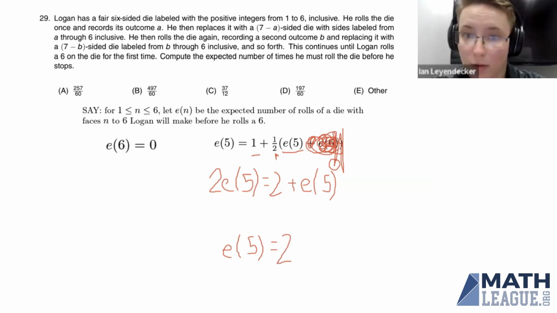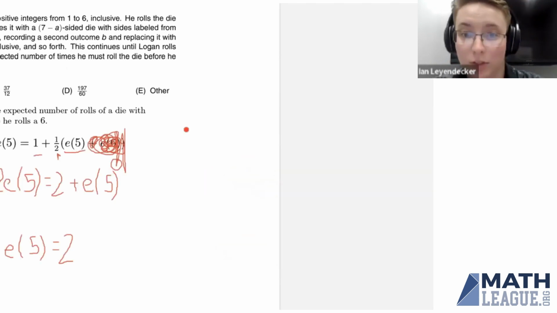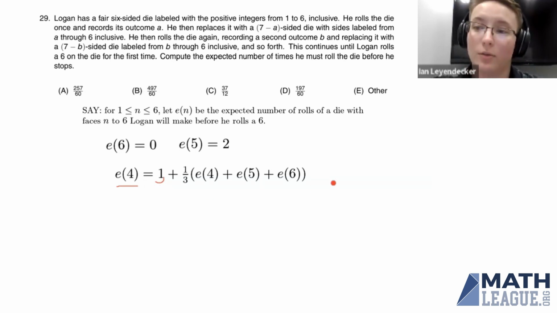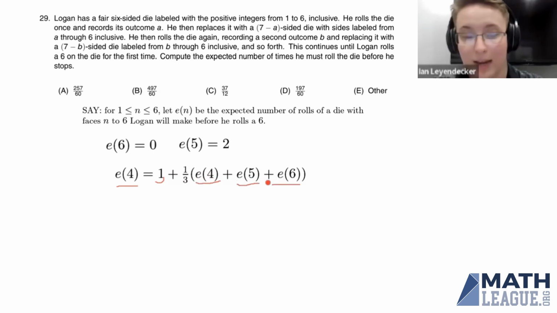And now we can continue to work backwards. We know that e of 5 is equal to 2. So now if we look for e of 4, well, if he's rolling a three-sided die with the sides labeled 4, 5, and 6, he's going to have to roll that one time, like we included in our case for e of 5. And then after he's rolled, he's either going to roll a 4, a 5, or a 6, and thus he's going to be in either an e of 4 case, an e of 5 case, or an e of 6 case. And once again, we can substitute.